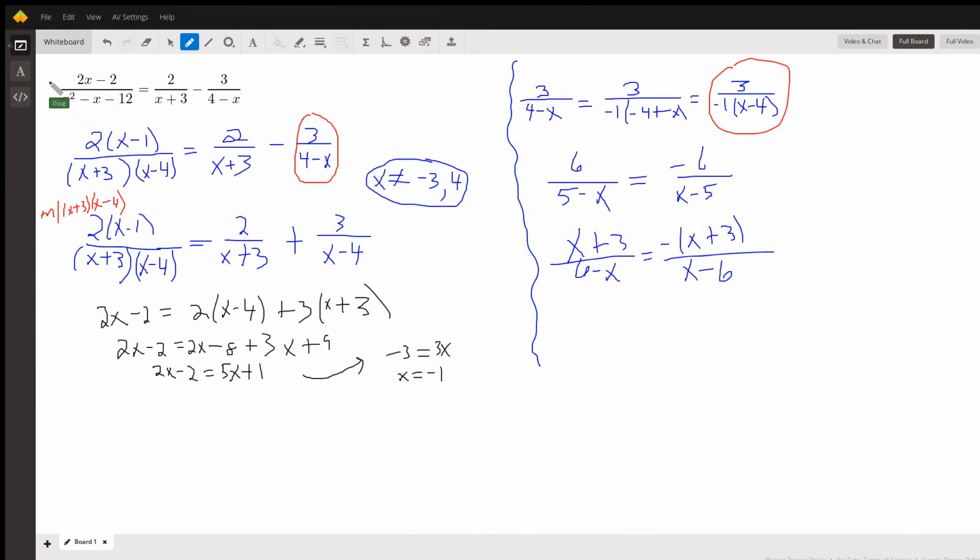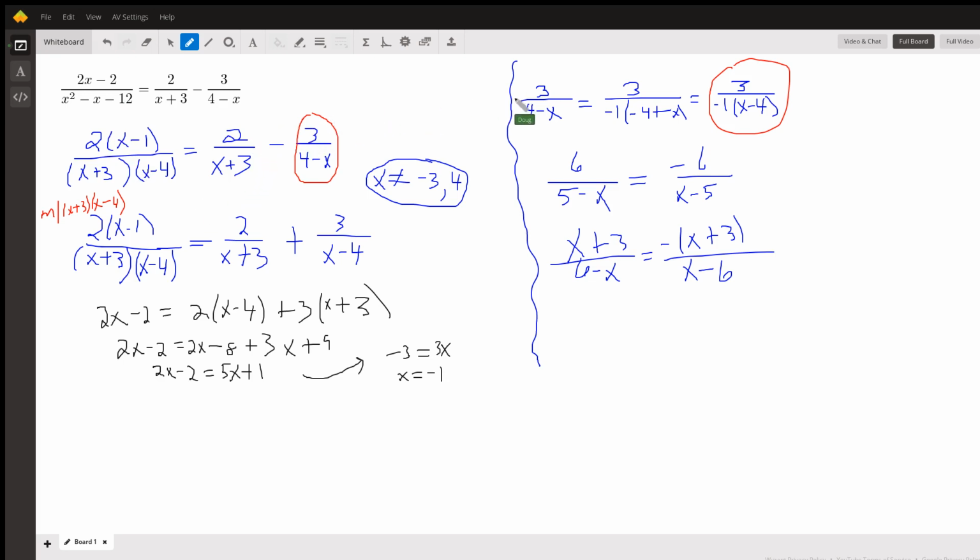Okay, here's the original rational equation. And usually what you do when you want to solve a rational equation is make sure that every denominator is in factored form. So I factored x squared minus x minus 12 into x plus 3 times the quantity x minus 4. While I'm at it, I factored out this 2 from the binomial in the numerator, just in case something good happened. Turns out it doesn't.